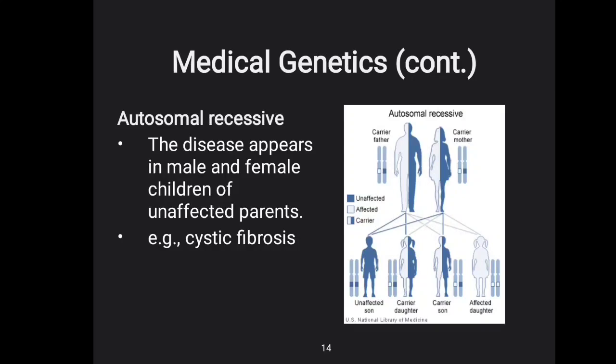But if this pattern is visible in the children, then what does it mean? Father and mother both have the recessive allele that can be transferred to their children. So there is 50% chance of carrier children, 25% chance of an unaffected son, and 25% chance of an affected daughter.